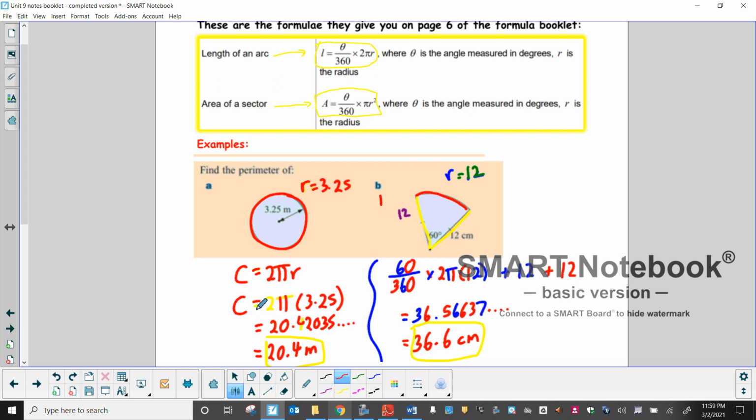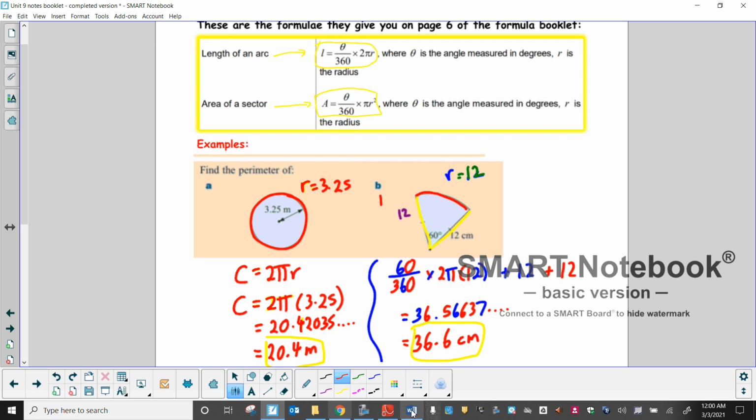So circumference equals 2 pi, and the radius is 3.25 because it goes halfway across. If they gave me the diameter, I would just halve it and write out what the radius was, which would be half the diameter. But they gave us the radius. So radius is 3.25, 2 pi 3.25. Put it in the calculator just like that, and you get an unrounded answer of 20.42035.